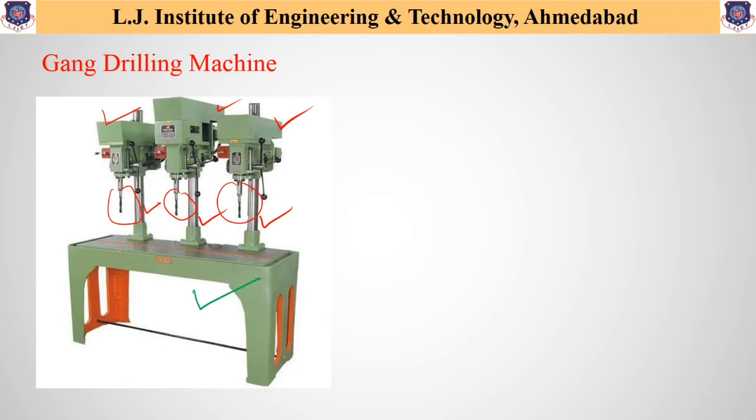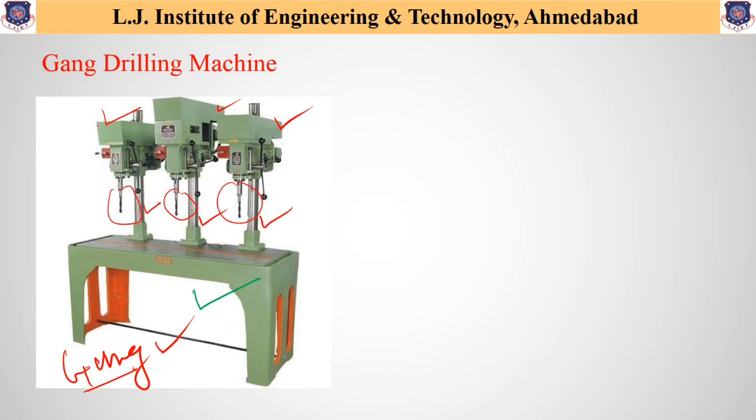So we can say, when a number of single spindle drilling machine columns are placed side by side on a common base having a common table, then this machine is called the gang drilling machine. In normal gang drilling machines, mostly 4 to 6 spindles are mounted. These machines are mostly useful when a number of operations are to be performed in succession.